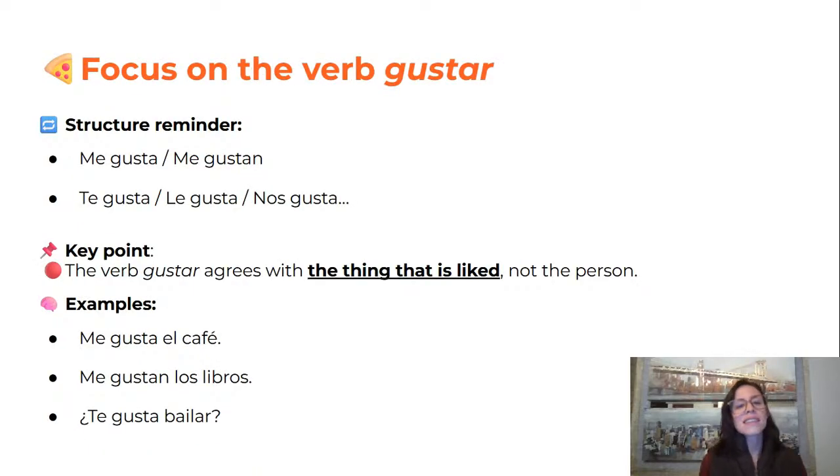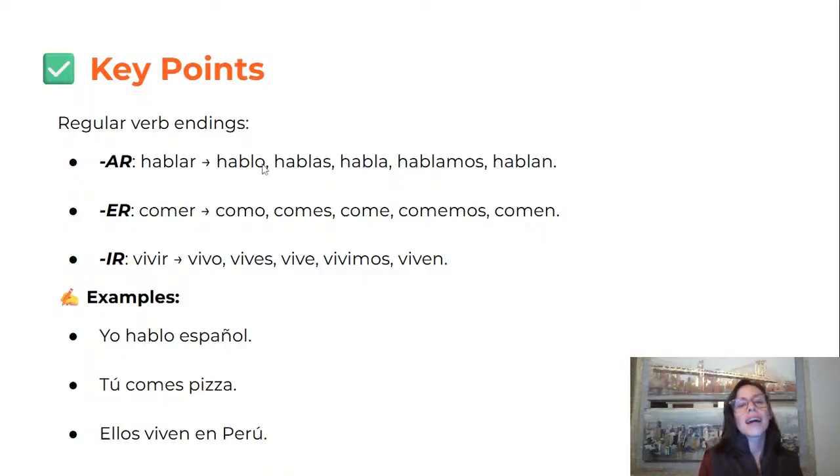Now, finally, let's see the verb gustar. Remember that in the previous slide, we checked out the different conjugation endings. Hablo, hablas, habla, hablamos, hablan. Wiping out the HABL root and putting instead GUST from the verb gustar, we get the same endings. We get the same letters at the ending. Gusto, gustas, gusta, gustamos, gustan.